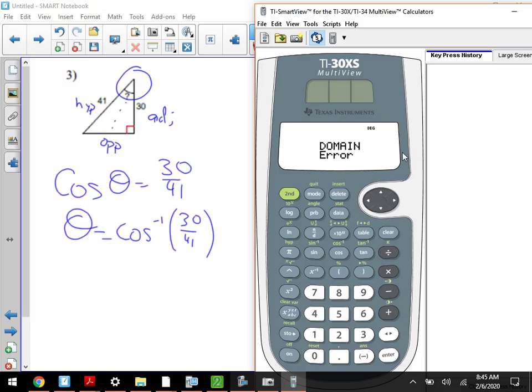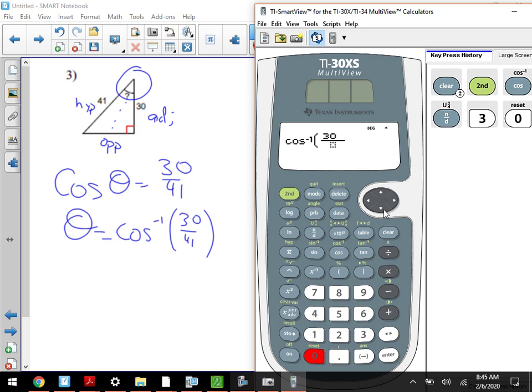It stands for an inverse. Okay? So at this point here, you would use your second cosine, fraction bar 30 over 41, and just hit enter. Always round to 2 decimal places. If you do this correctly, you should get 42.97. You should get 42.97.